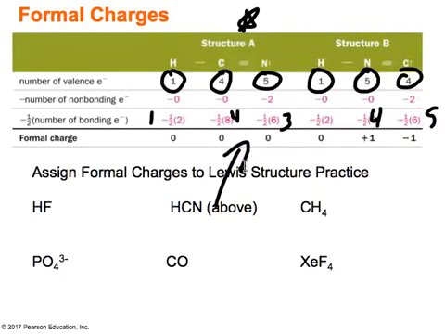So this one was done up here. I want you to try to assign formal charges to the rest of these on the bottom. So press pause and give that a try. So now we're back. I'm going to draw this in real quick, because we do need these valence electrons.